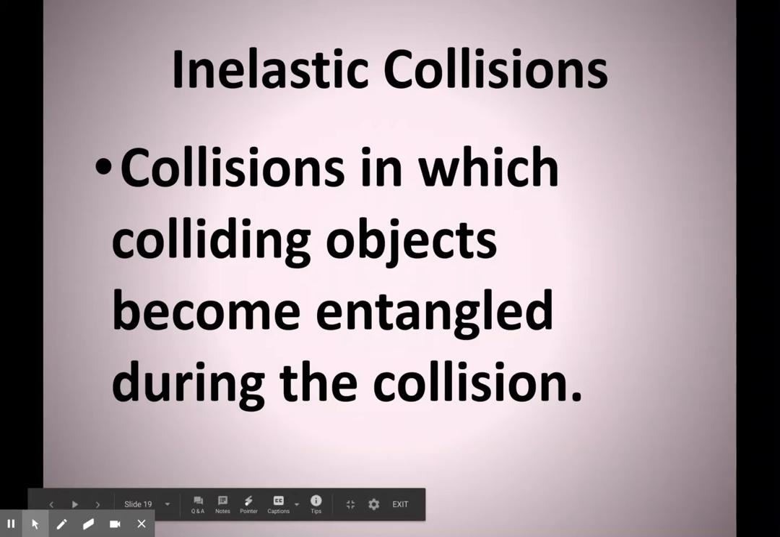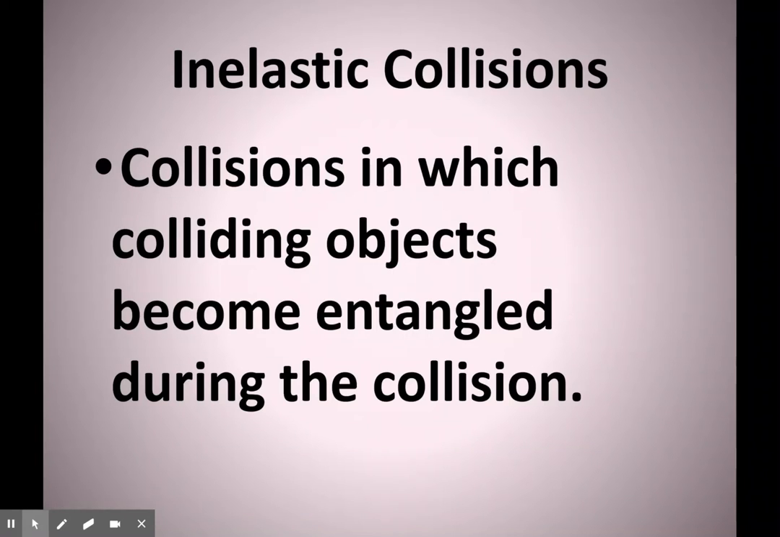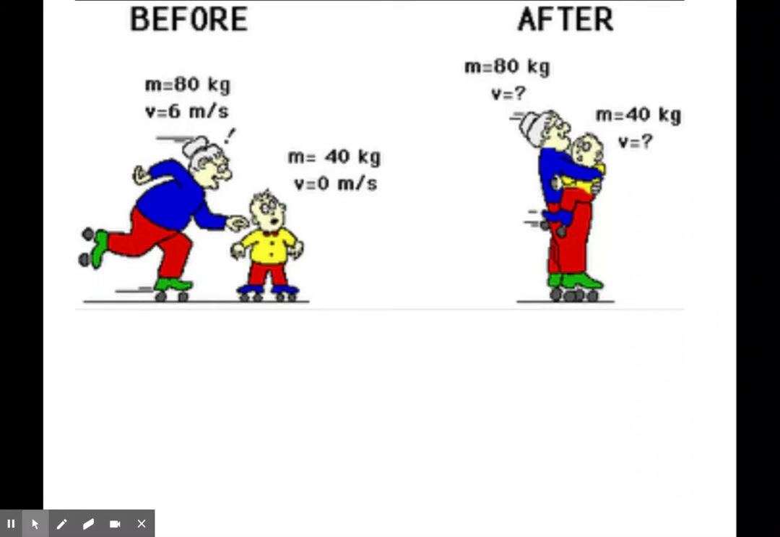Inelastic collisions, you're going to have the objects collide and then they become entangled. So we have grandma roller skating with the little kid before they're separate, and afterwards she's picked him up. I guess she's a super skater, and they're one unit. So how do we solve these problems? Well, we know that their momentum is going to be equal before and after.